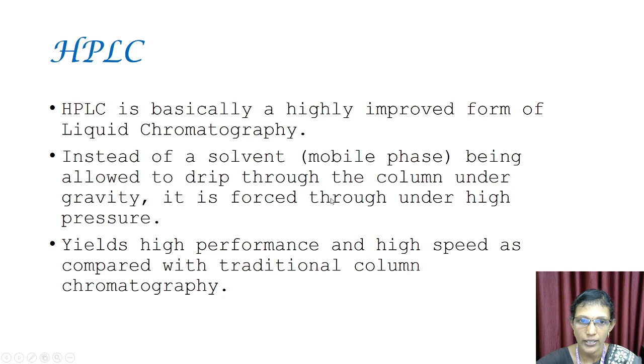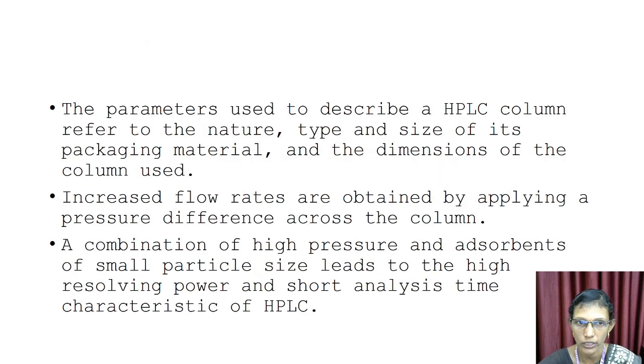As I already said, instead of the mobile phase being allowed to drip through the column under gravity, it is forced through under high pressure. So it yields high performance and high speed as compared with traditional column chromatography. The parameters used in HPLC refer to the nature, type, and size of the packing materials, and that is how it is defined.